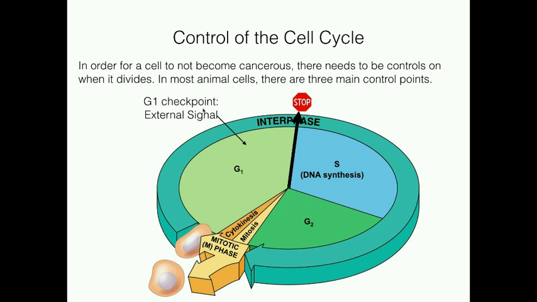The checkpoint at the end of G1, right? So at the end of G1, one of two things happens. Either there is an external signal, a hormone, like growth hormone or something like that, that says, all right, you are cleared to reproduce. You are allowed to divide. Or there's no external signal. If the external signal is received, if growth hormone is received, then the cell will go on into S phase and start replicating its DNA.